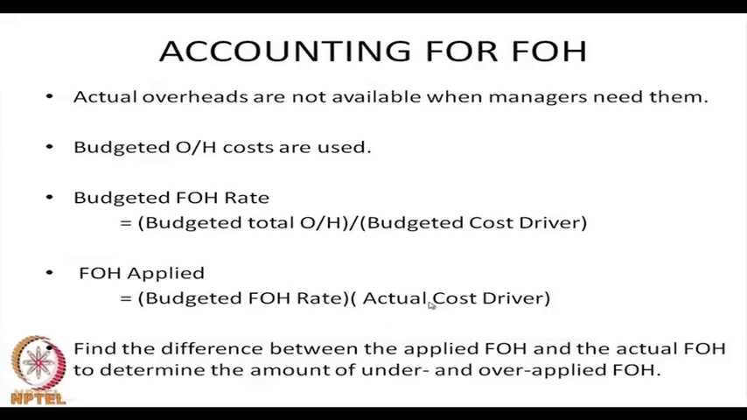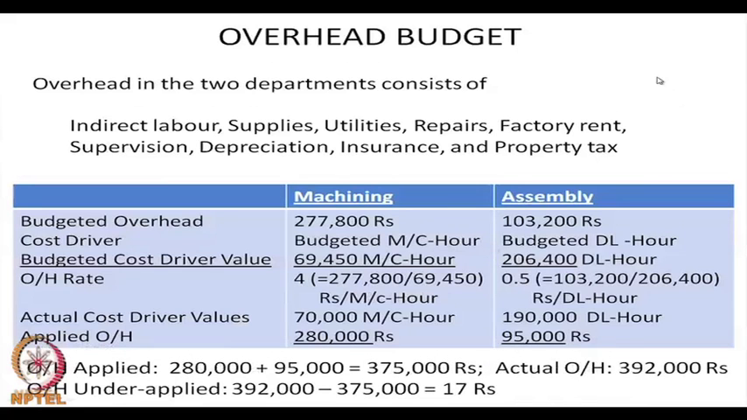And when they know the actual cost driver value, they multiply it with this budgeted factory overhead rate, and that amount they apply to the product, and later they find the difference between the actual and the applied factory overhead to find out the amount which is either under applied or over applied. Now, these things will be clear if we give an example. This is an example of how overhead budget is allocated.